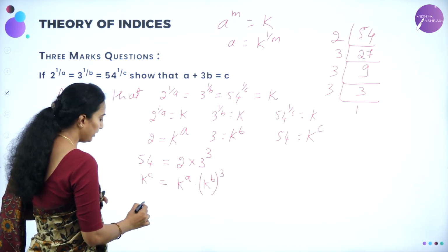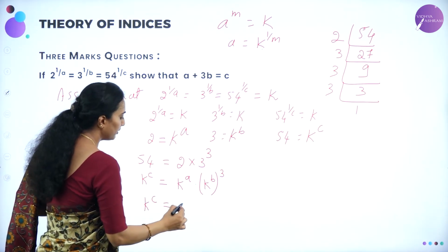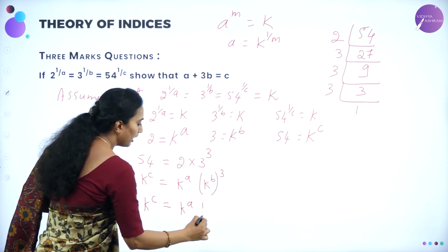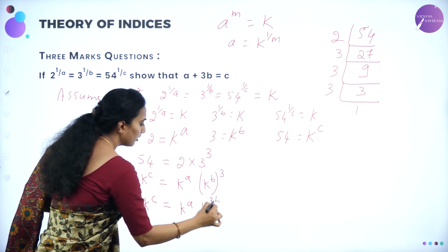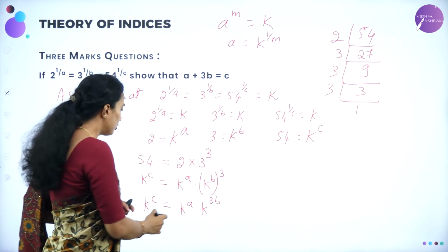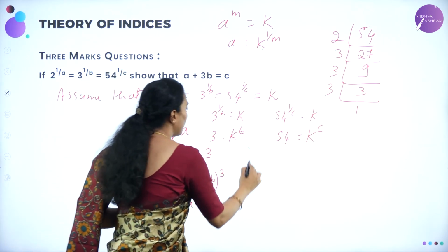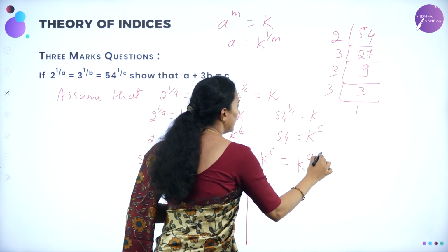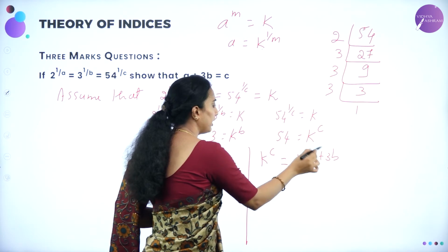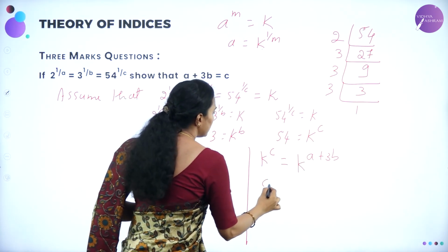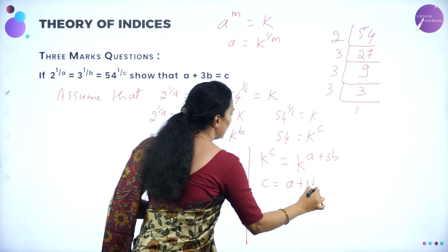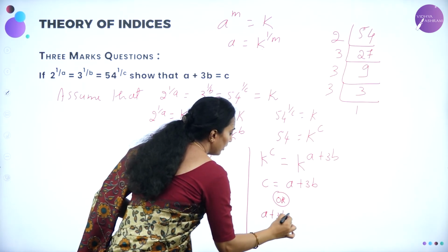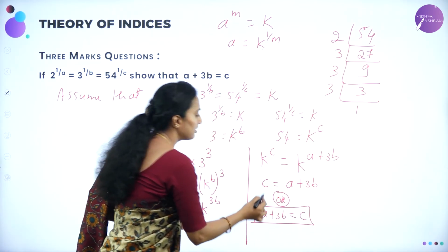So therefore, you write k power c is equal to k power a into k power b whole power 3. This is a power m whole power n, which can be written as k power 3b, or b into 3, both are same. So the bases are same, I can add the powers: k power c is equal to k power a plus 3b. Now the bases are same, I can equate the powers: c is equal to a plus 3b, or you can write it as a plus 3b is equal to c. That's it. That is your answer.